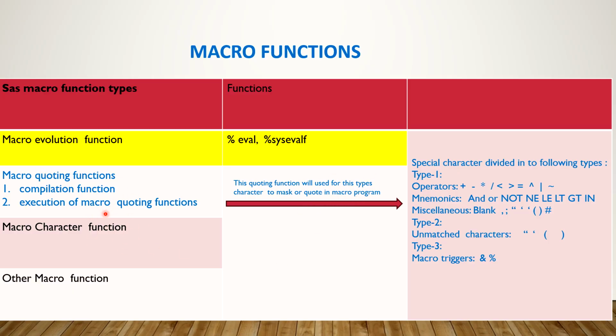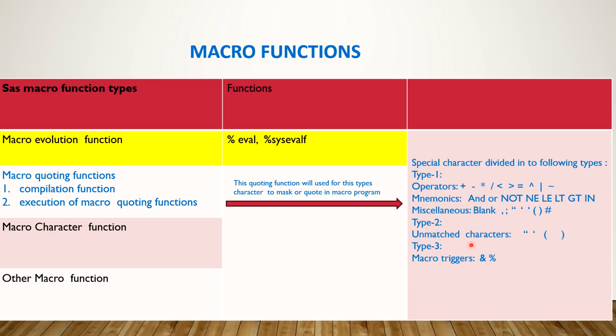What is the use of these macro quoting functions? Here we can see special characters are divided into three types. Type 1 includes operators, like arithmetic operators such as plus, and mnemonics like AND, OR, NOT, GT, LE, then miscellaneous characters like blank space and double quotes. All of this we can consider as type 1.